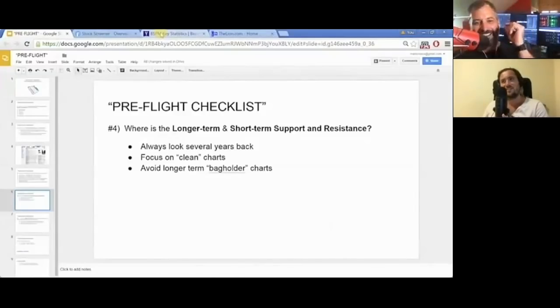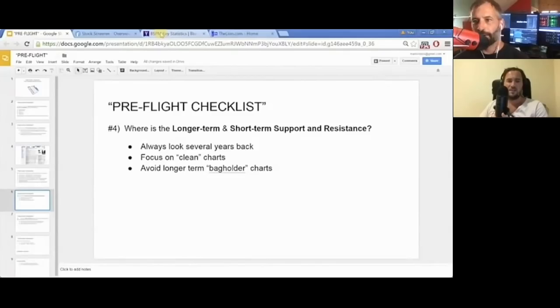Needless to say, great points here. I totally agree with number one. I give the most weight to the 1 year chart, but I will look at the 3 and 5 year, but always take that few seconds to look at the long-term chart and find these support and resistance levels.